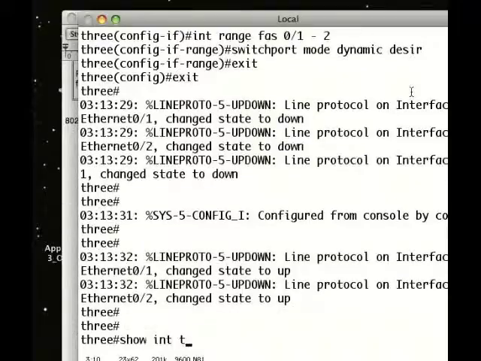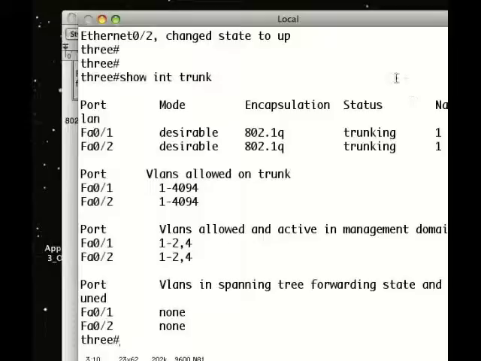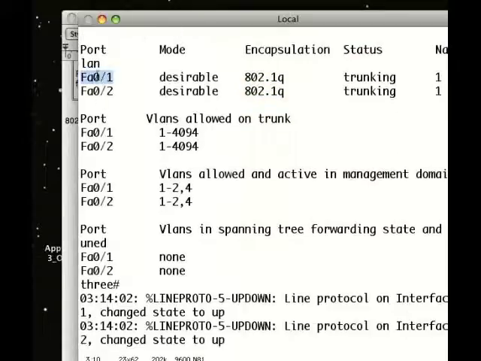Show int trunk. And now I have two trunks. My mode is desirable. The encapsulation is 802.1q because that's the only thing that the 2960 knows. My status is trunking on both Fast Ethernet 0/1 and 0/2. And my native VLAN is VLAN 1 on both of those ports.